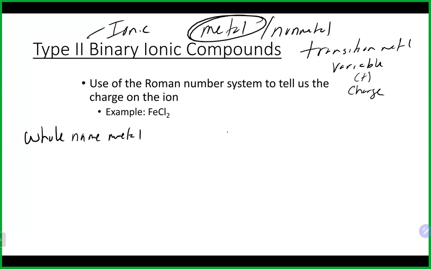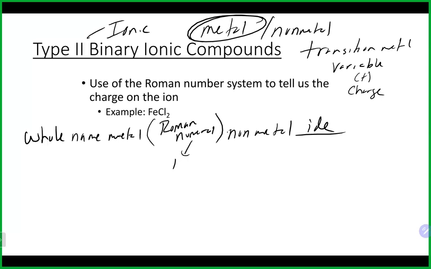We still go with the non-metal that drops the last part and puts IDE. The additional thing that we add for a type 2 is in the middle, we use a Roman numeral. And what the Roman numeral indicates is the positive charge on the metal. So if you took one of those metal ions out by itself, what the positive charge is.